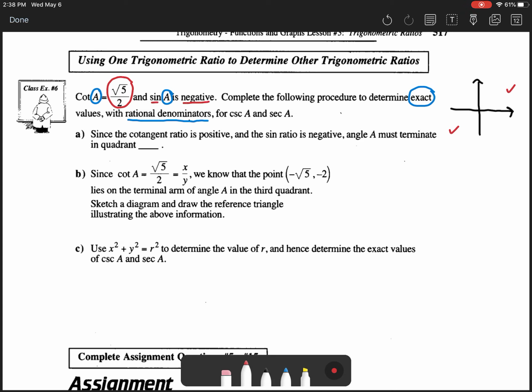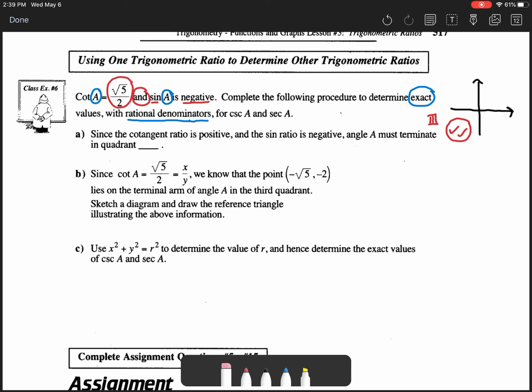The second piece of information says sine is negative. So where is sine negative? Well, sine is negative in quadrants 3 and 4, isn't it? So based on those pieces of information, where do I have the double check mark? Well, I have the double check mark in quadrant 3. That means that I am dealing with that angle being in quadrant 3, because of those characteristics. Cotangent was positive and sine was negative. That puts you in quadrant 3. And that's where they lead us in part A.